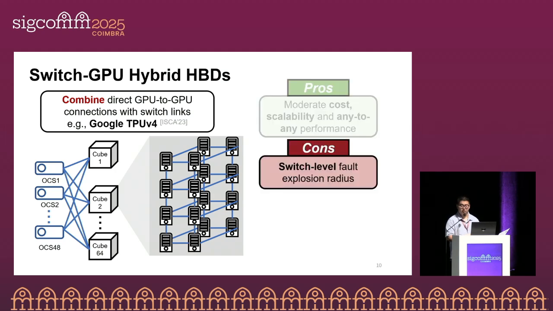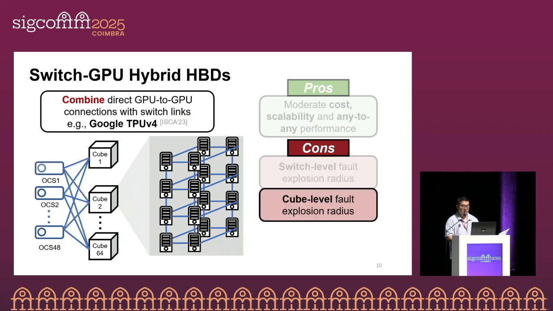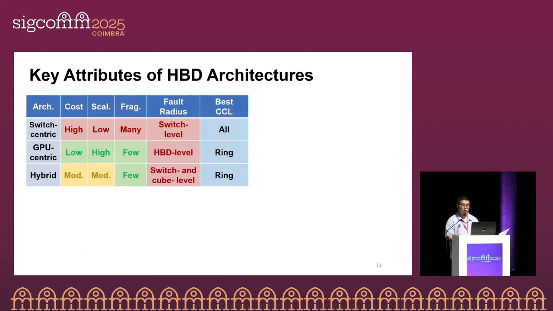However, the drawbacks are twofold. First, it still suffers from switch-level fault explosion radius. The failure of a single OCS will degrade all connected cubes. Second, the cube-level fault explosion radius. The failure of a single node inside one cube breaks the cube topology, degrading or even disabling the whole cube. To summarize, all these architectures suffer from serious drawbacks. None of them can fully meet the demands of LLM training.